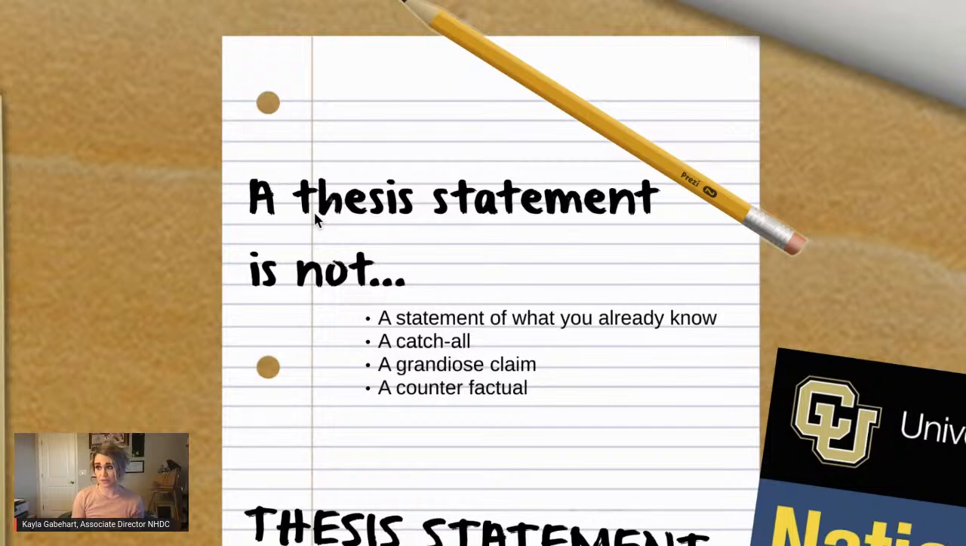So it's not a catch-all statement, and it's not a grandiose claim, which is sort of similar to a catch-all, but it would be something like, the Great Depression is the worst economic disaster in human history. Again, that's going to be really hard to prove that it was the worst of something compared to something else, especially if we were comparing the Great Depression to an economic disaster in ancient Greece. It's really hard to compare the different social and economic situations of the time, so we want to avoid statements like that. And it's also not a counterfactual. A counterfactual is a what-if statement. An example of that might be, what if Germany won World War II? We can't say that because it didn't happen, so there's no evidence to support it.